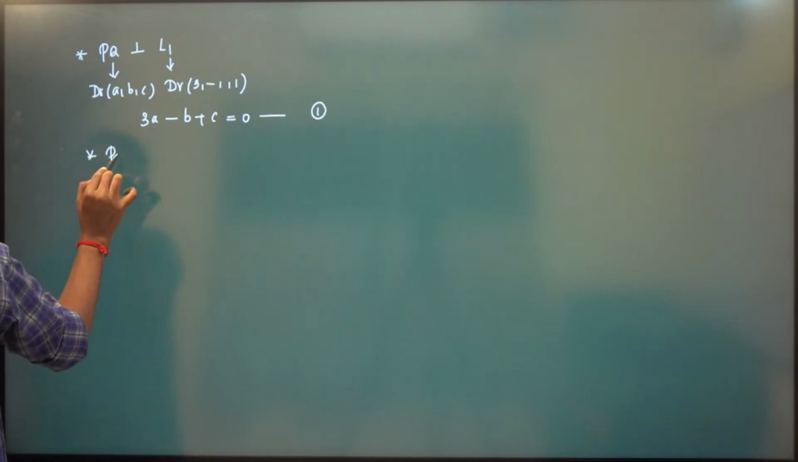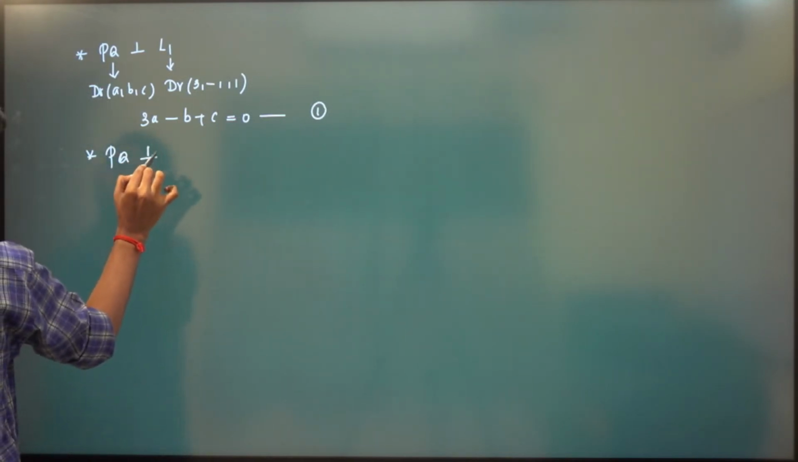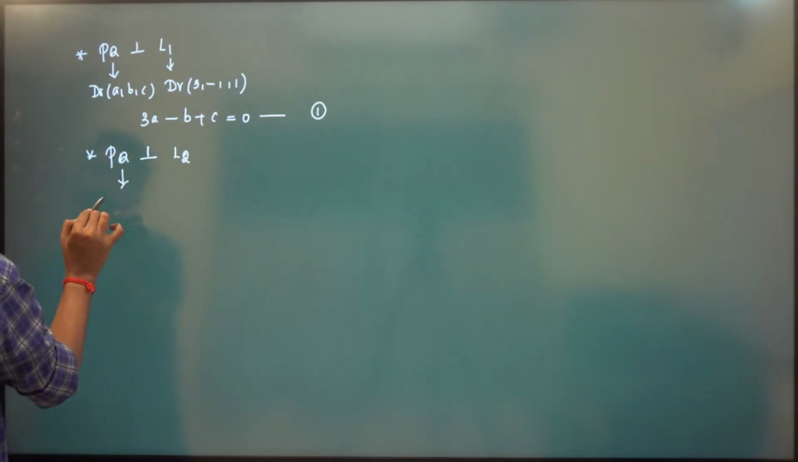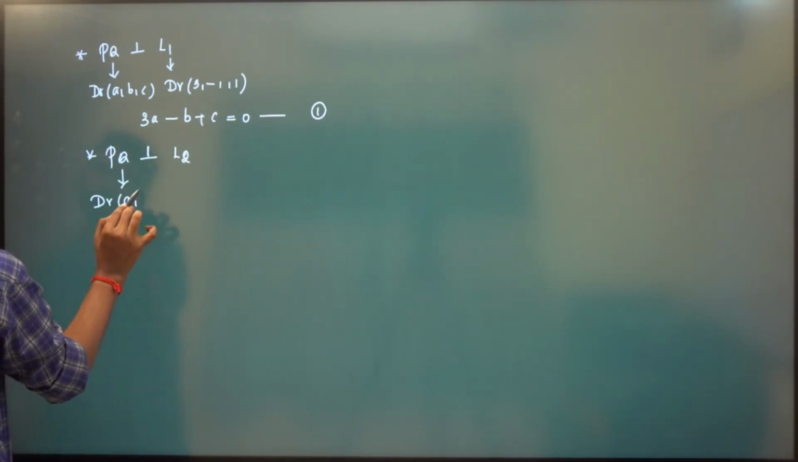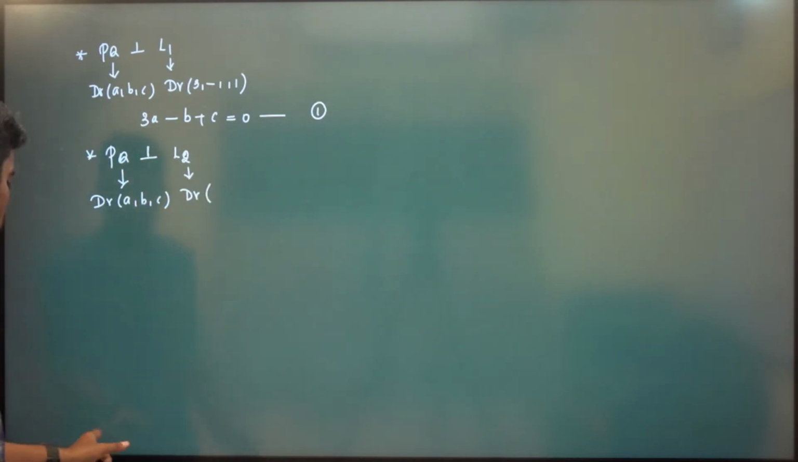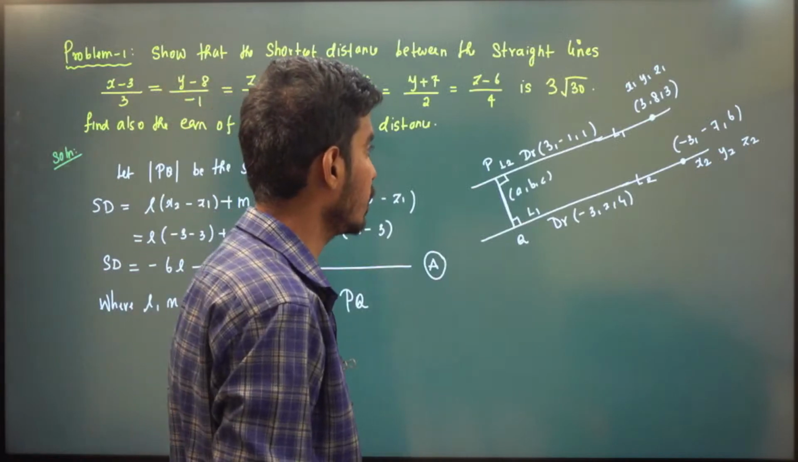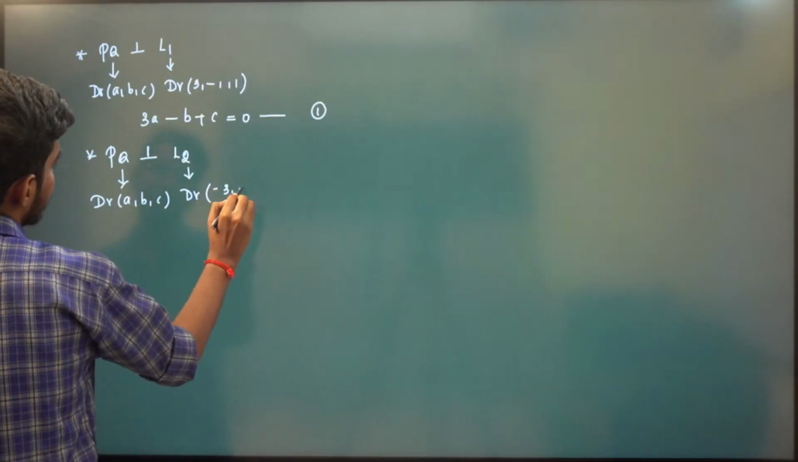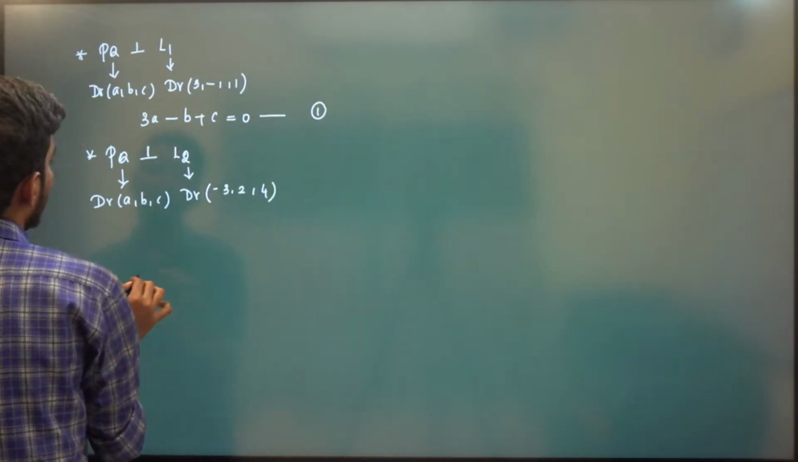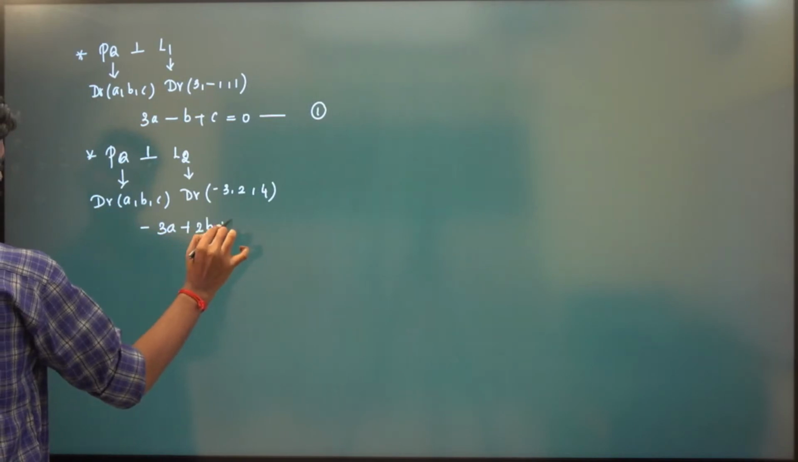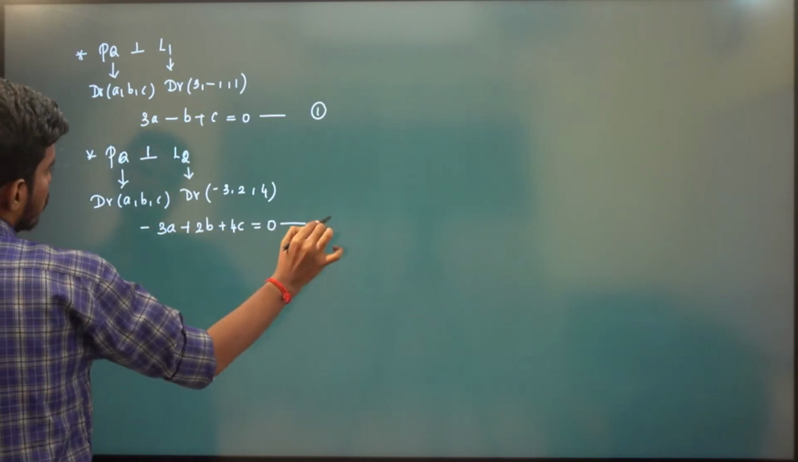And similarly, the line PQ is perpendicular to L2 also. What is the direction ratio of PQ? It is A comma B comma C. And what is the direction ratio of L2? The direction ratio of L2 is minus 3, 2, 4. They are perpendicular. So we will have minus 3A plus 2B plus 4C is equal to 0.